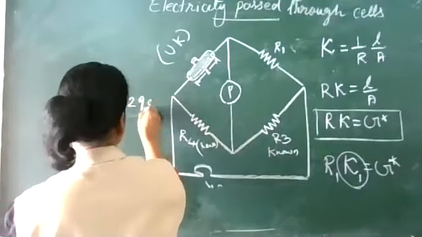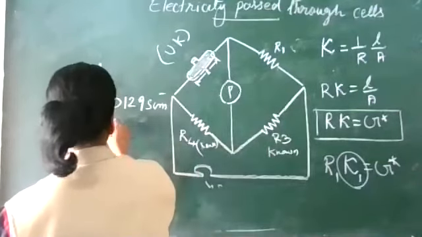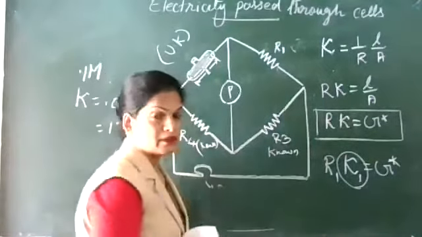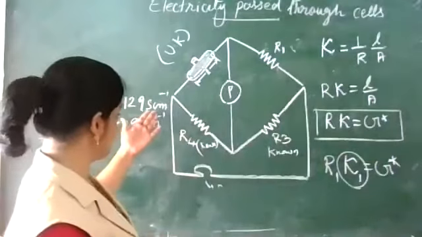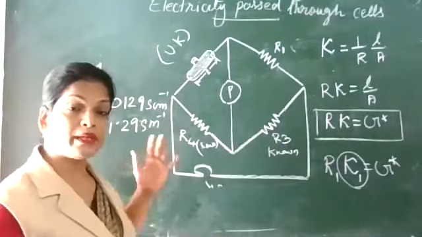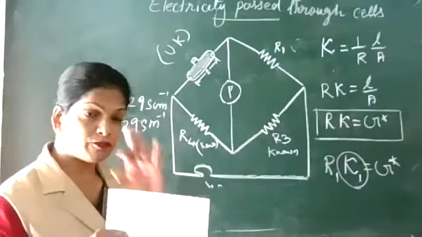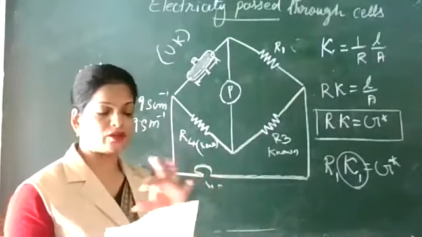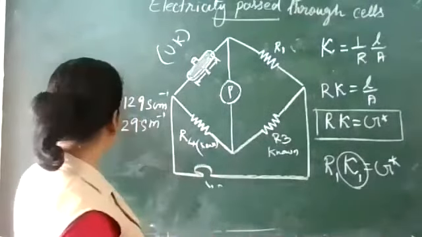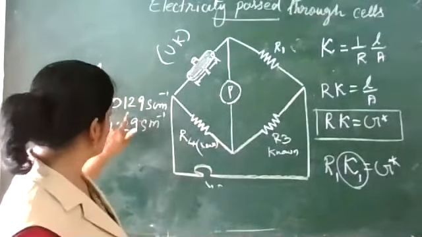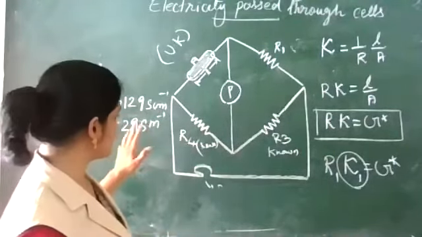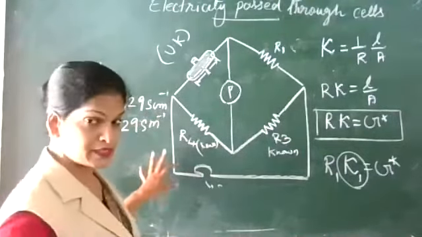0.0129 S per centimeter, or 1.29 S per meter. Either you can take the value in centimeter inverse or in meter inverse. This will be given in the numerical. From one box, some numerical will be given. In that, for 0.1 molar solution, kappa will be given either in centimeter inverse or in meter inverse.